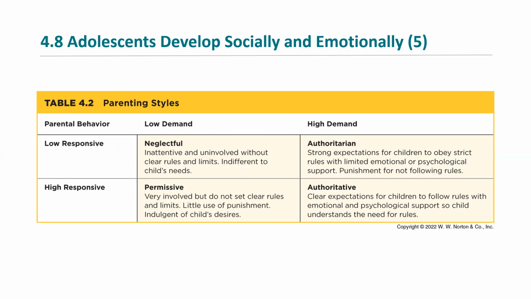These styles arise from two major variables. Demandingness, either low or high demand, is how much you are setting rules with your children, having expectations for them, and having limits for their behaviors. And then on the left, the other very key variable is responsiveness. So how much do you interact and respond to your children? Anyway, so let's look at the four styles.